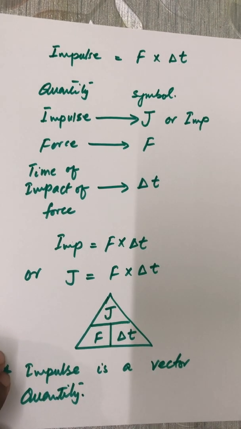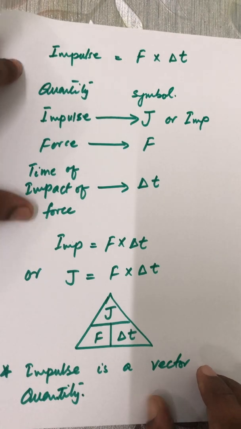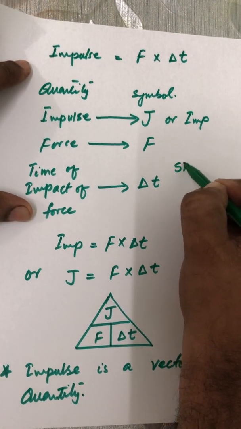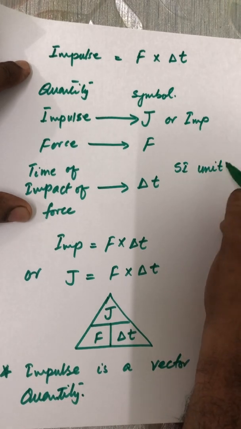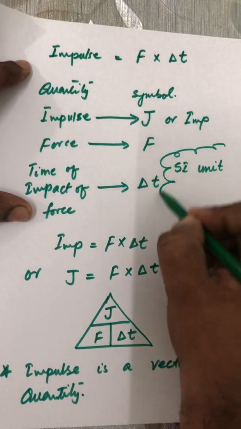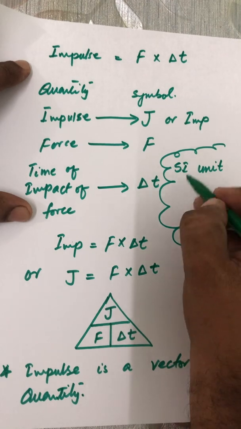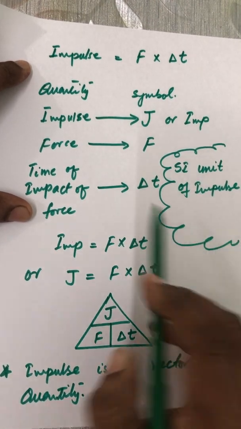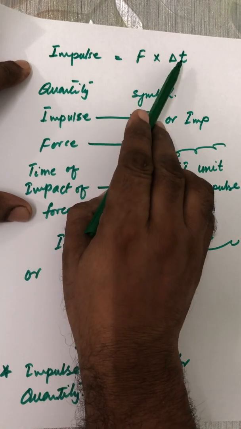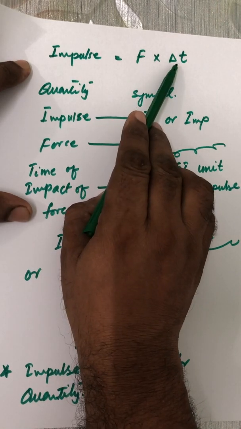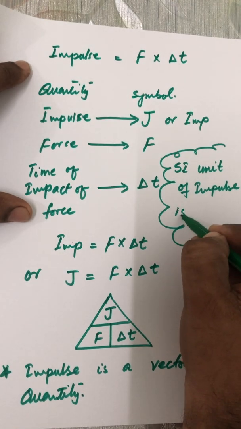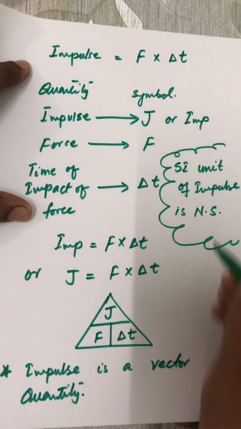Now I will do one example. Also we should know the SI unit of impulse. What will be the SI unit of impulse? If you see the formula, force is Newton and time is seconds, so Newton second. The SI unit of impulse is Newton seconds.